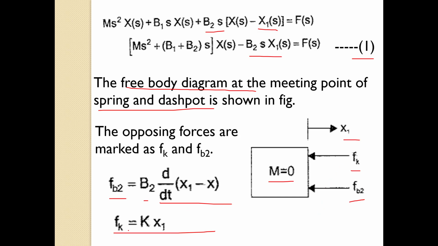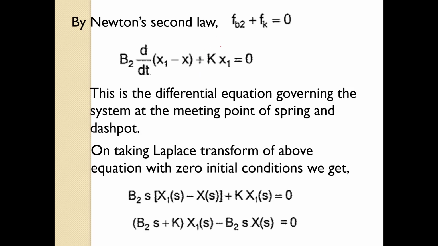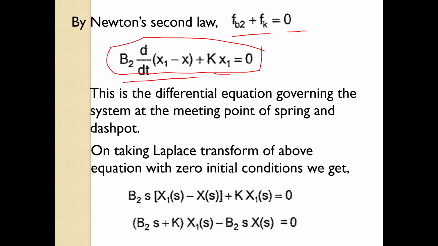So by Newton's second law, Fb2 plus Fk is equal to 0 because applied force is not there. What is Fb2? b2 into d by dt of x1 minus x, and Fk is k into x1, equal to 0. Now this is our differential equation, isn't it? So what is our Laplace transformation?